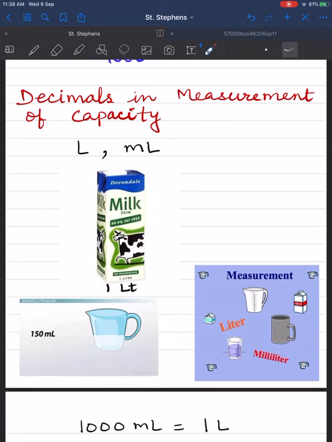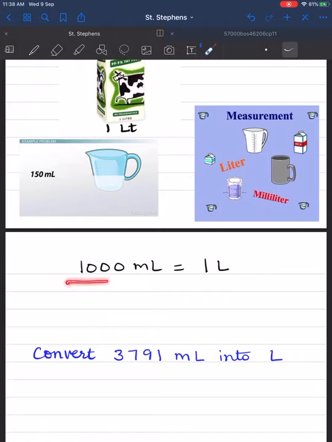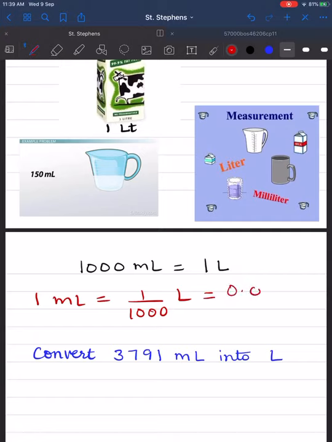Now we generally use liters and milliliters to measure liquids. Now 1000 milliliters is equal to 1 liter. So here 1 milliliter is equal to 1 upon 1000 liters. So 1000 has 3 decimal places, so we get 0.001 liters.